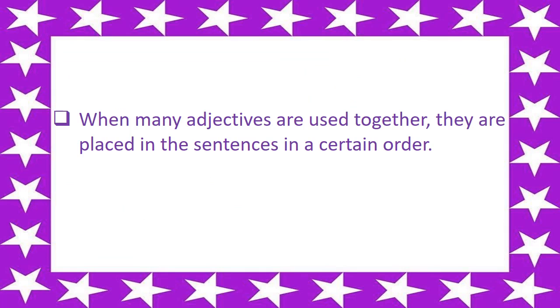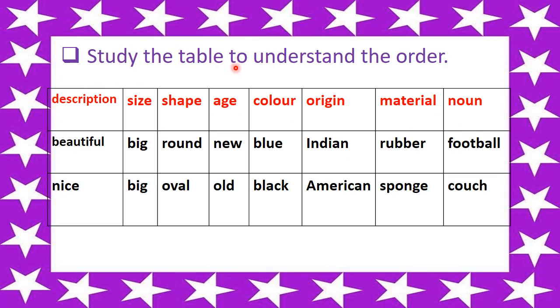Now students, when many adjectives are used together, they are placed in the sentences in a certain order. So when many adjectives are used together, they are placed in a certain order in the sentence. Now let us see what the order is. So study the table to understand the order. So first is what? Description. For example, beautiful, nice. So first is what? Description. Then size. That is big or it can be small also.